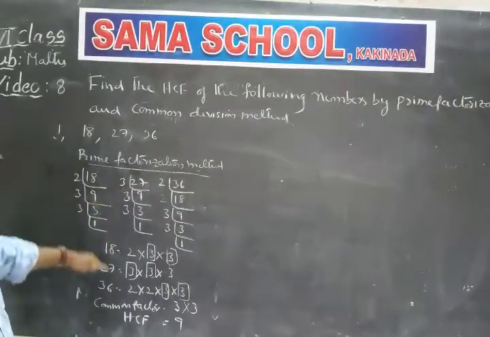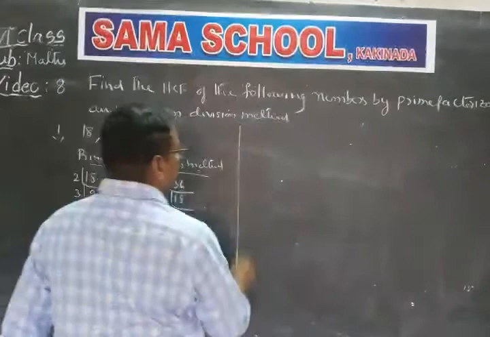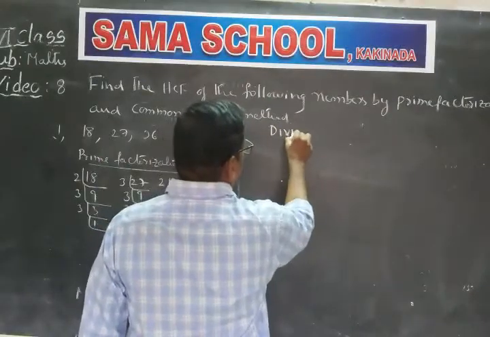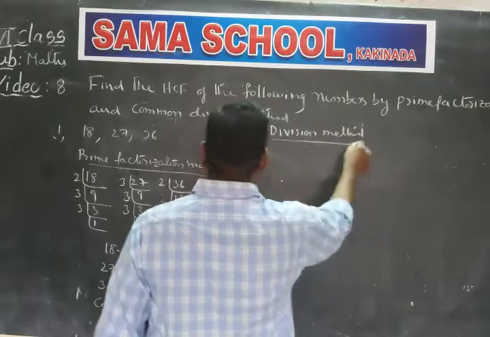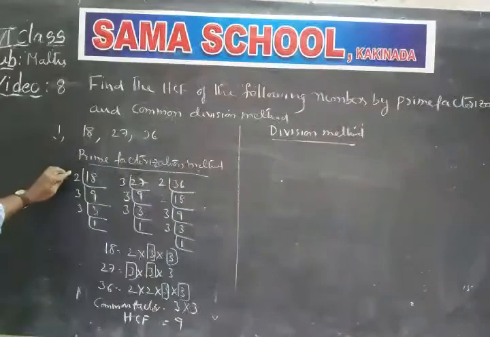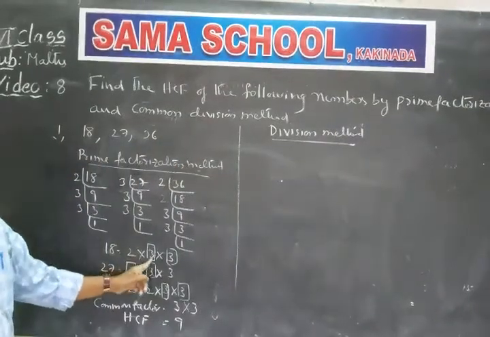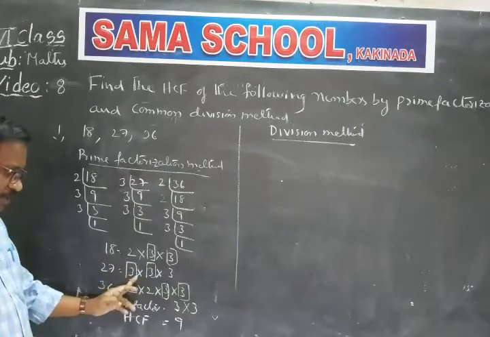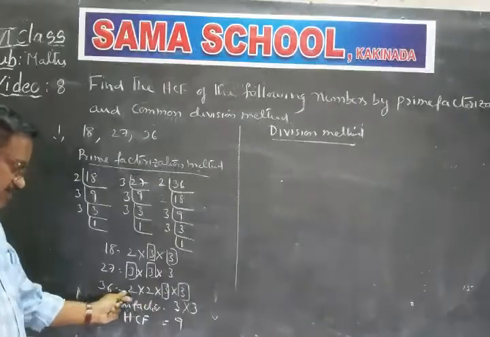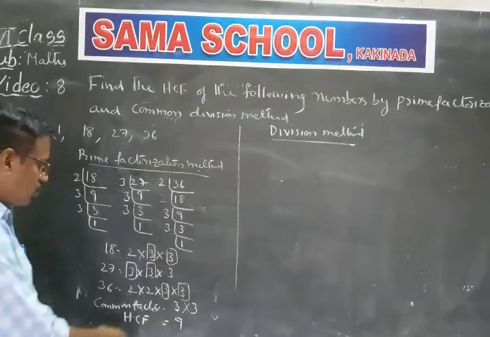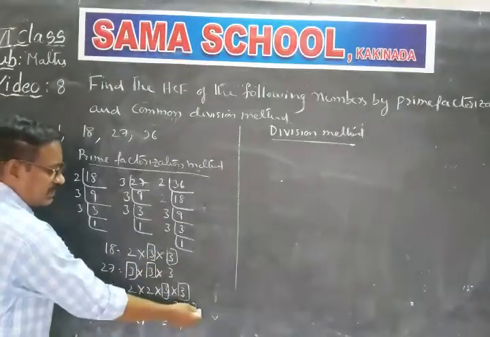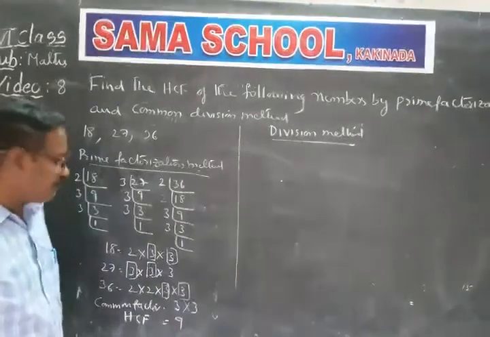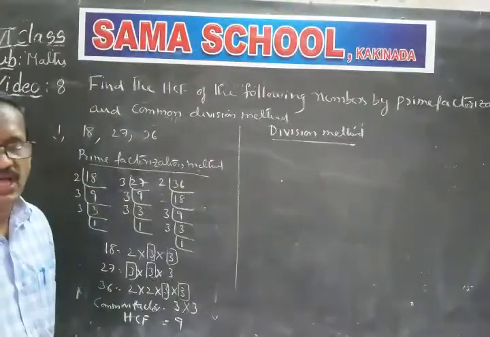Now, in the prime factorization method, 18 is a product of 2 into 3 into 3. 27 is a product of 3 into 3 into 3. 36 is a product of 2 into 2 into 3 into 3. So what is the common factor in all? 3 and 3. 3 3s are 9, the HCF. In the prime factorization method, the HCF is 9.